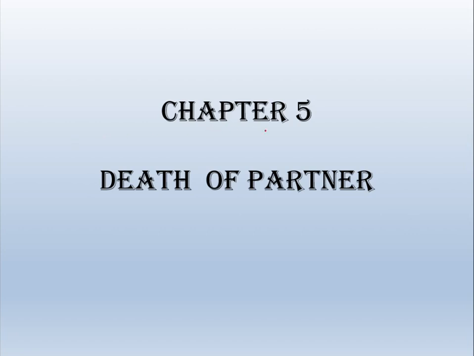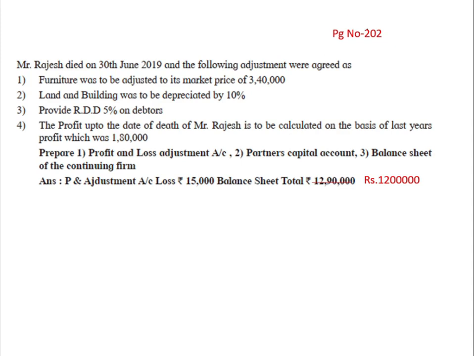Now we'll move to chapter number 5, death of a partner. Page number 202. Again here 90,000 is given, so make it 12 lakh. They have given 12 lakh 90,000, but it should be 12 lakh. In the Marathi edition there is the correct answer of 12 lakh, but in the English edition it should be 12 lakh. So this also we get the answer.